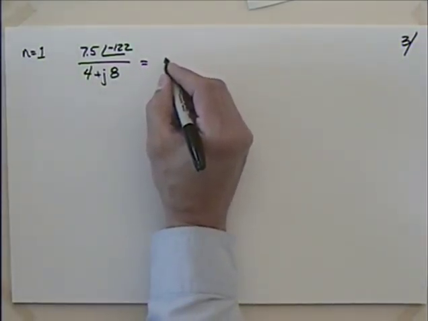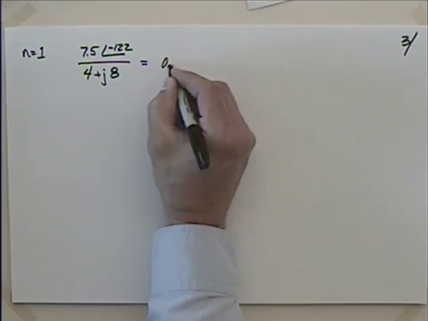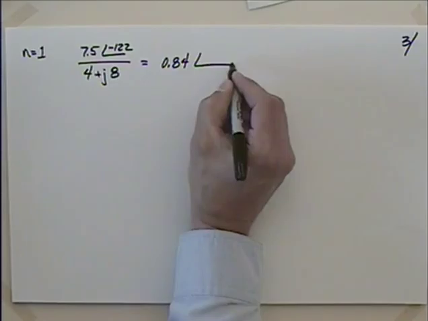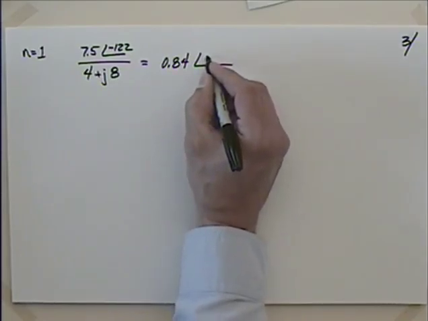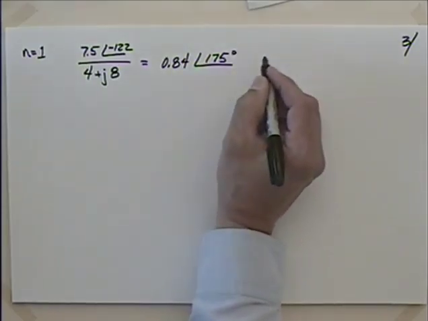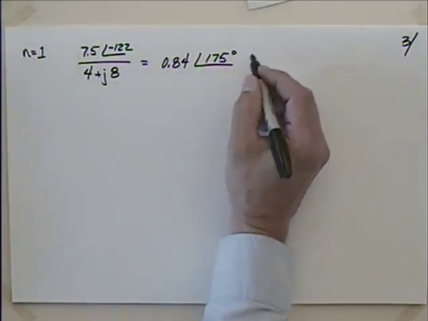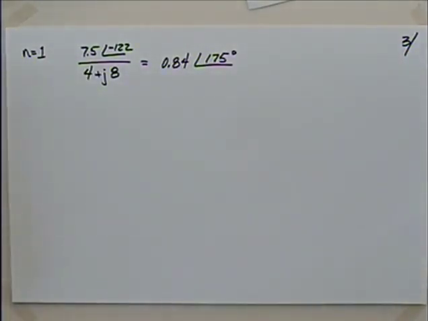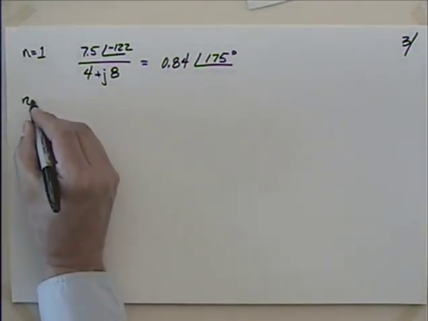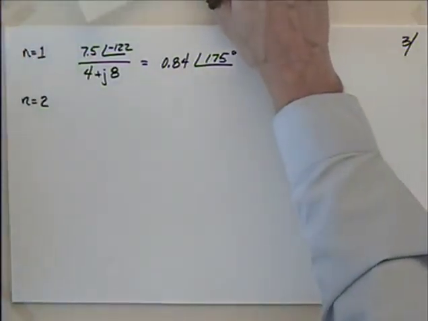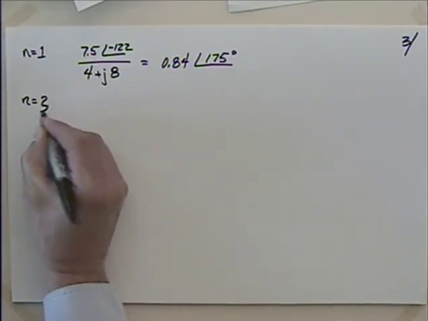So I come up with 0.84 at an angle of 175. So that's what I'm getting for my output. So let's try n is equal to 2. What did we have for the input when n was equal to 2? We had this, no, not n equals 2, sorry, n equals 3.